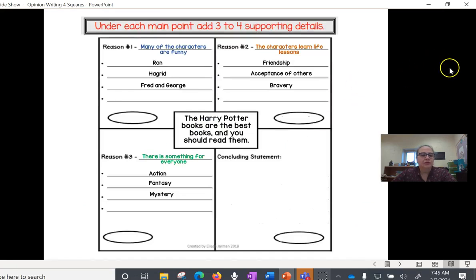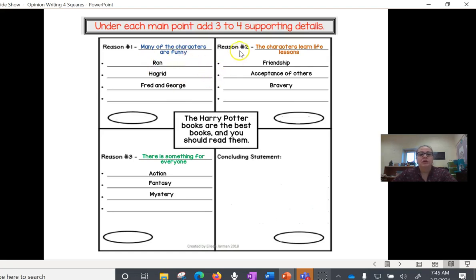So here's the Foursquare that we've been working on. Our opinion goes in the middle: The Harry Potter books are the best books and you should read them. And then I filled in my 3 different reasons. In box 1, reason 1, many of the characters are funny. My 3 details that go with that reason are Ron, Hagrid, and Fred and George the twins. So these are examples of funny characters.